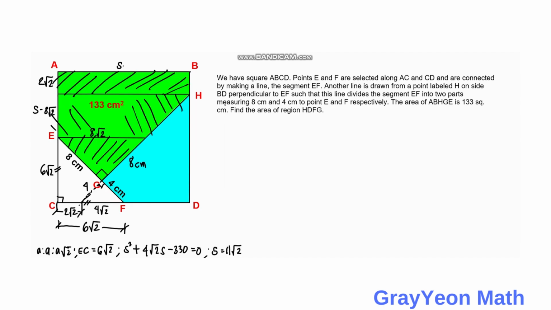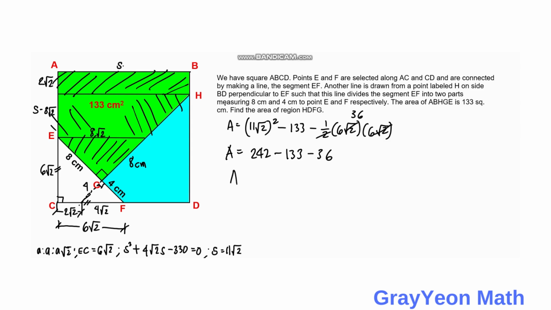Okay, so for the final step, we need to find the area of the blue region. That area is equal to the area of the whole square, which is 11 square root of 2 squared, minus the area of the green region, which is 133 square centimeters, minus the area of the unshaded part, which is 1/2 times 6 square root of 2 times 6 square root of 2. Then these two cancel out, and this becomes 36. Then this becomes 121 times 2, or 242 minus 133 minus 36. So area is equal to 73 square centimeters. And that is our answer for method 1.